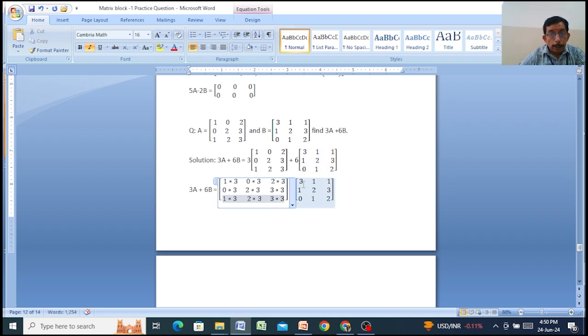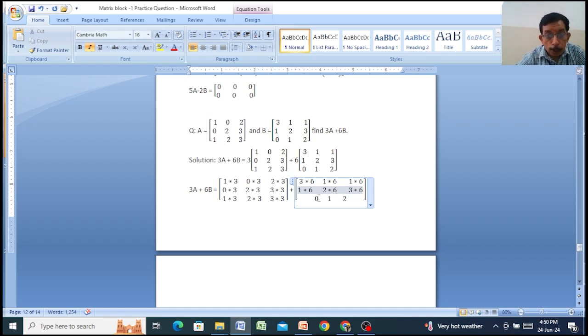Now the matrix B is multiplied by 6, so each element is multiplied by 6. Starting from the first row, 3 multiplied by 6, 1 multiplied by 6, again 1 multiplied by 6. Now we come to the second row of the matrix B, also multiplied by 6: 1 multiplied by 6, 2 multiplied by 6, 3 multiplied by 6.